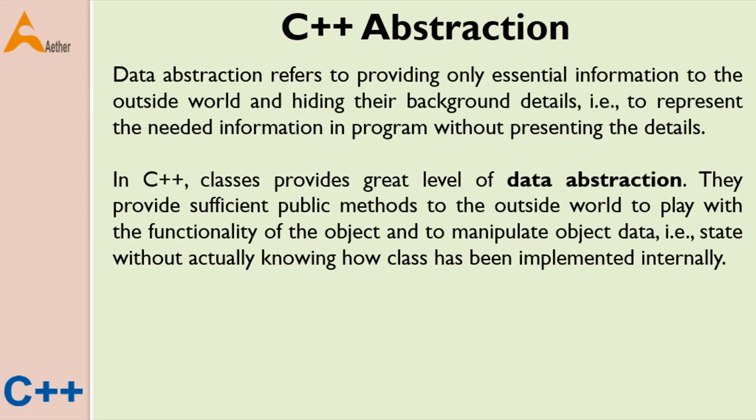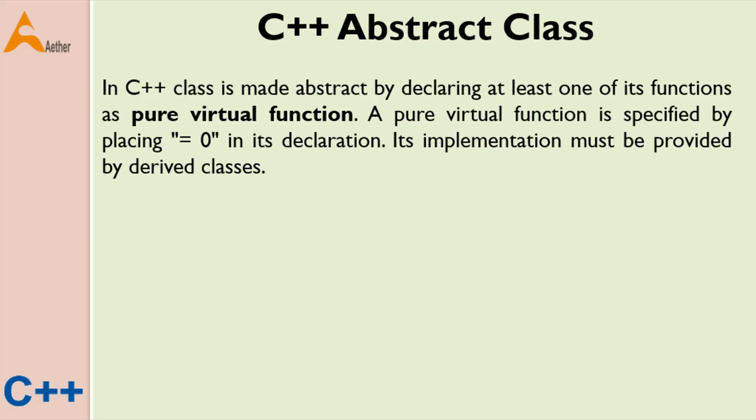Now let's see abstract class in C++. In C++, a class is made abstract by declaring at least one of its functions as a pure virtual function. A pure virtual function is specified by placing =0 in its declaration. Its implementation must be provided by derived classes.